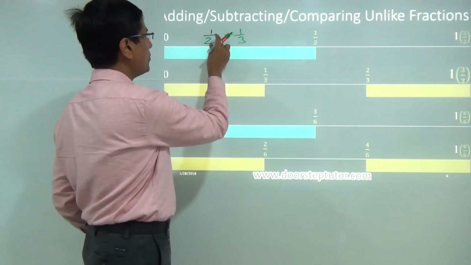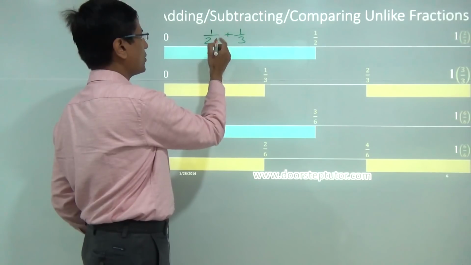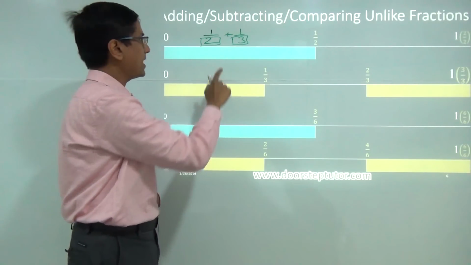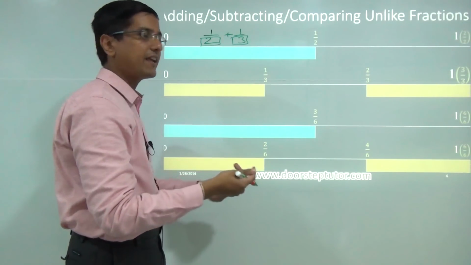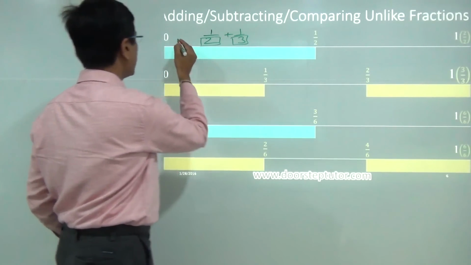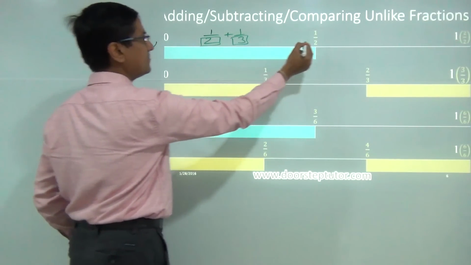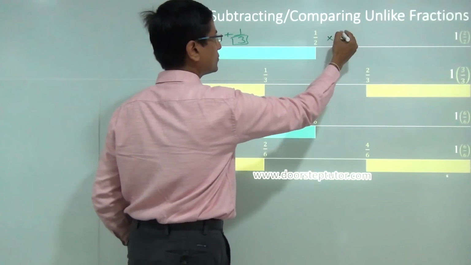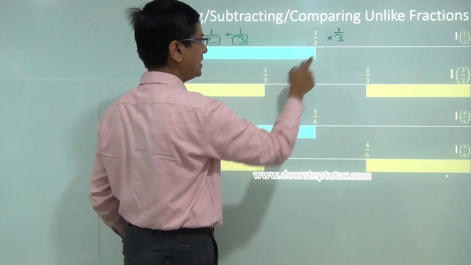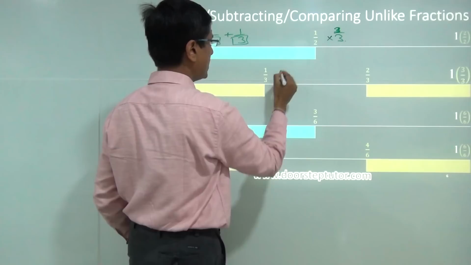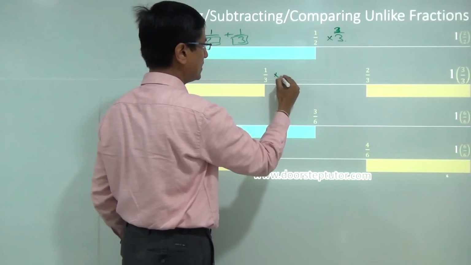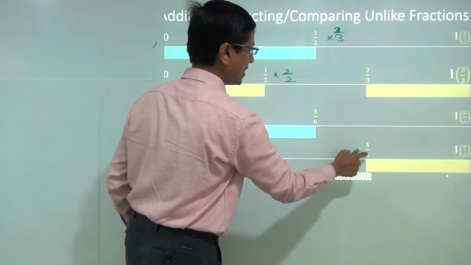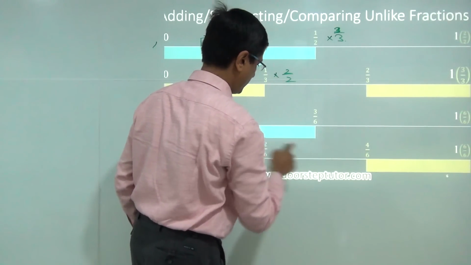So the first thing I do is make the bottom part of these two fractions the same. I make the denominator the same. I make them like fractions. The way I do it is I multiply this number line by 3, so 1 by 3 becomes 3 by 3, and I multiply this number line by 2 by 2. I can always do that, since I multiplied both top and bottom by the same number.